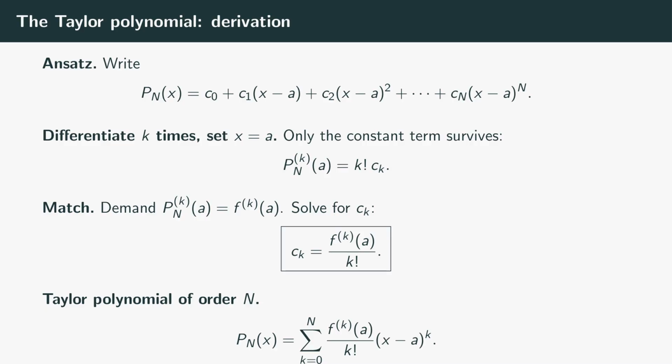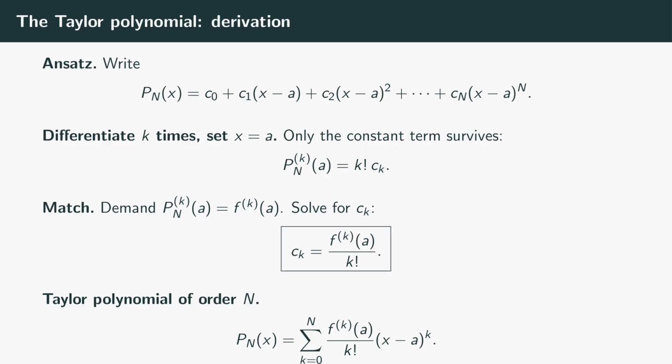We demanded the kth derivative of p sub n at a equals the kth derivative of f at a. Equate, solve, c sub k equals the kth derivative of f at a over k factorial. One formula. Every coefficient determined. That gives us the Taylor polynomial of order n at the point a, p sub n of x equals the sum from k equals 0 to n of the kth derivative of f at a over k factorial times the quantity x minus a to the k.